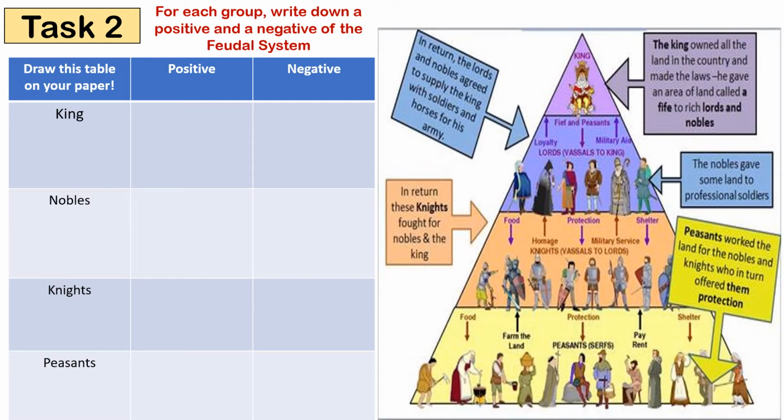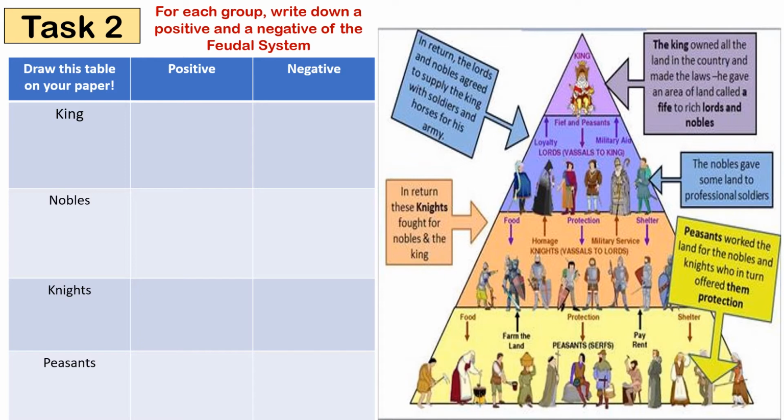Okay, so here I hope you can see the feudal system hierarchy. So at the very top, you should see the king. So the king owned all of the land in the country and he made the laws. He gave an area of land called a fief to rich lords and nobles. So he was at the top of the feudal system. Below him, you have your lords and nobles. So in return, the lords and nobles agreed to supply the king with soldiers and horses for his army.